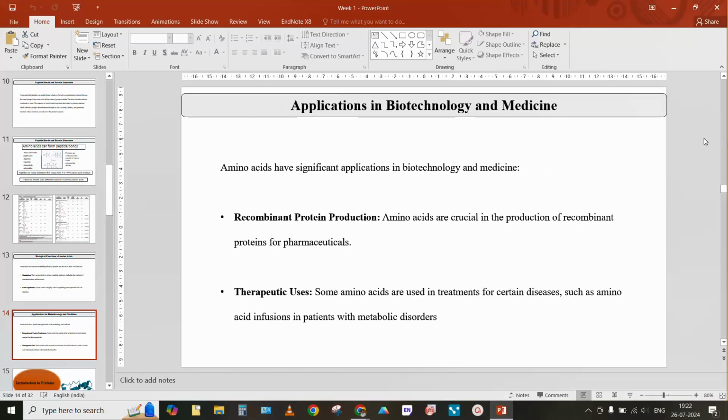Then there are applications in biotechnology and medicine. Amino acids have significant applications in biotechnology and medicine, such as recombinant protein production and therapeutic use. Some amino acids are used in the treatment of certain diseases, such as amino acid infusions in patients with metabolic disorders.